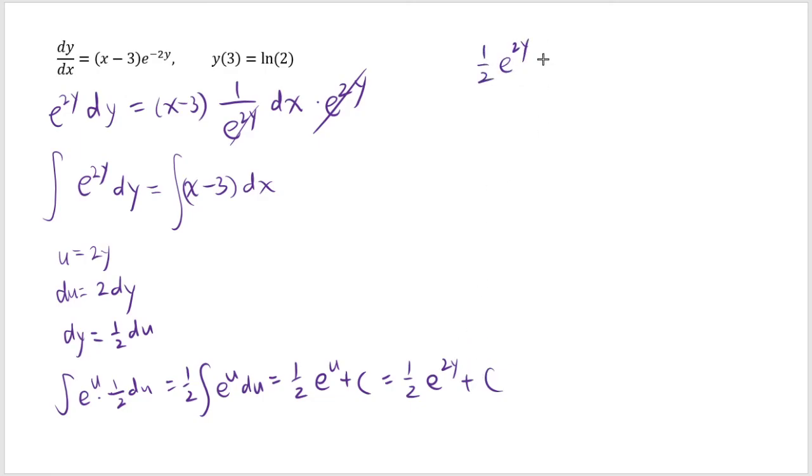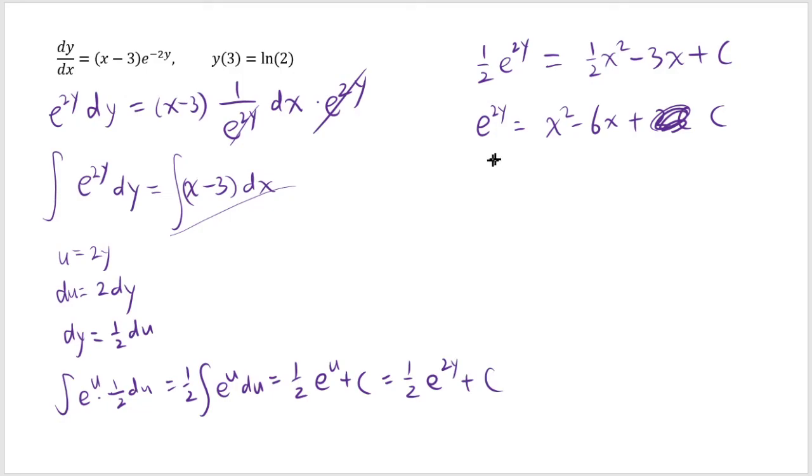Let's not put the plus c here. I want to put plus c on this side. x integrates to 1/2 x squared. Negative 3 integrates to negative 3x. So if you integrate this, you get this. And now we have to solve for y. Let's do that. Multiply by 2. And we can just rename this as c.